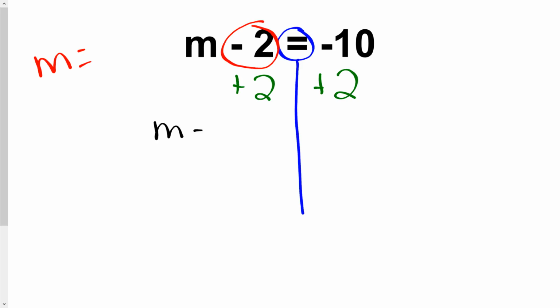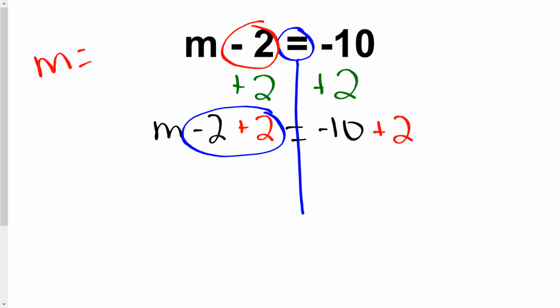m minus 2 plus 2 equals negative 10 plus 2, and negative 2 plus 2 is going to be 0. That's just combining like terms like we talked about last chapter.